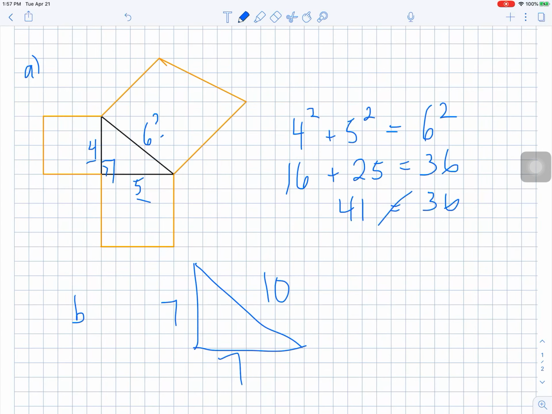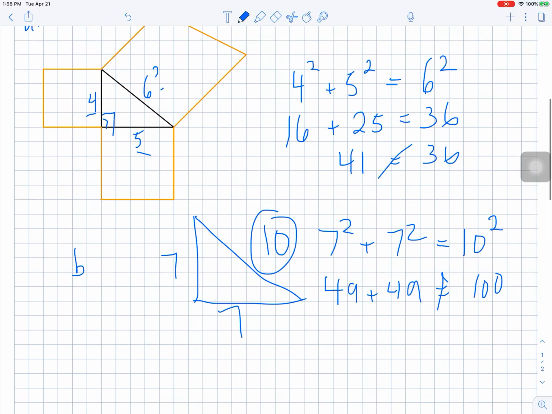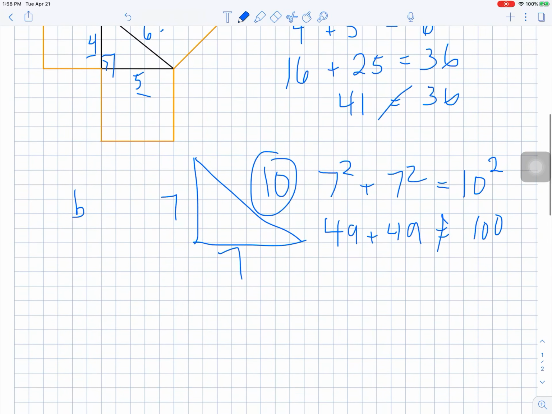They have one that's drawn, and I'll just draw it slightly different, but they have 7, 7, and 10. Again, the same thing. The long one is going to be your c squared. So that one should be 10 squared. So you've got 7 squared plus 7 squared equals 10 squared. 49 plus 49 does not equal 100. So no, that's not going to work either. Sorry, I'm grabbing different numbers than you got there. It's example 5 that I'm actually using.